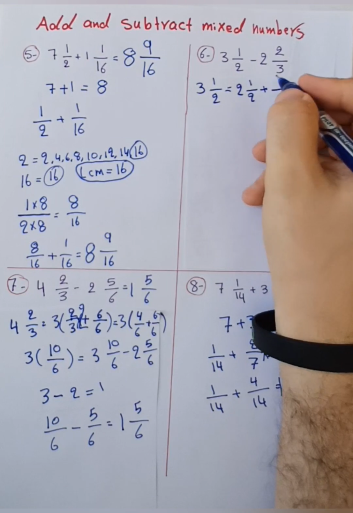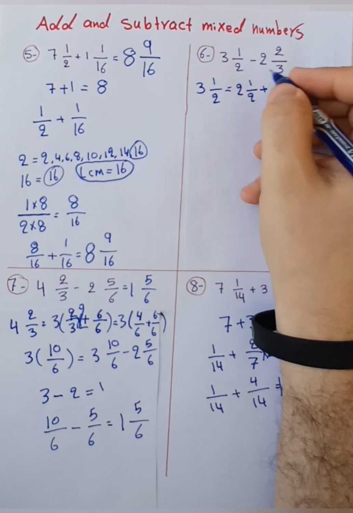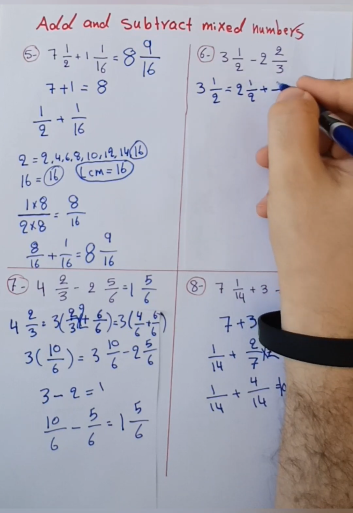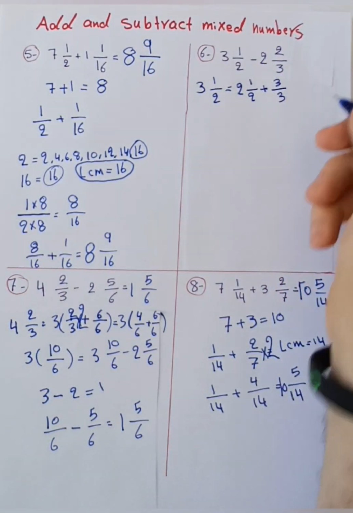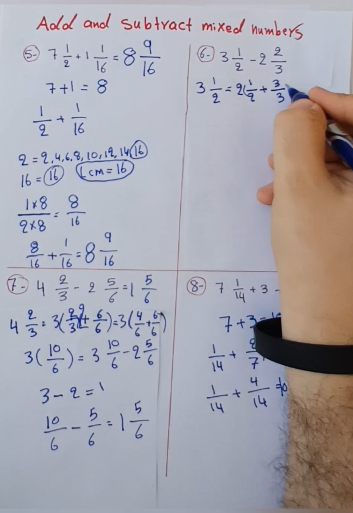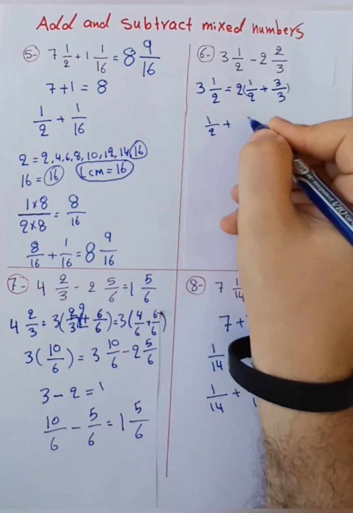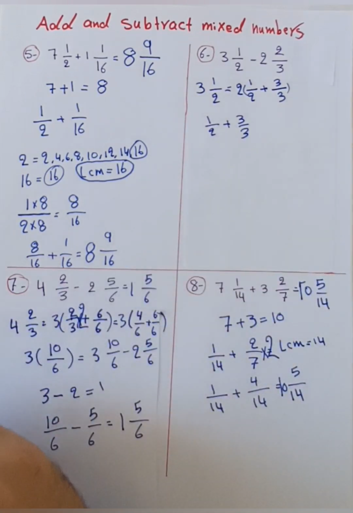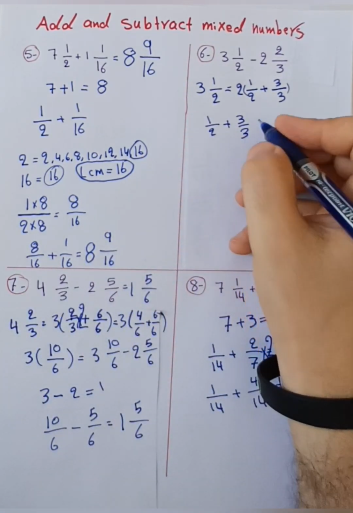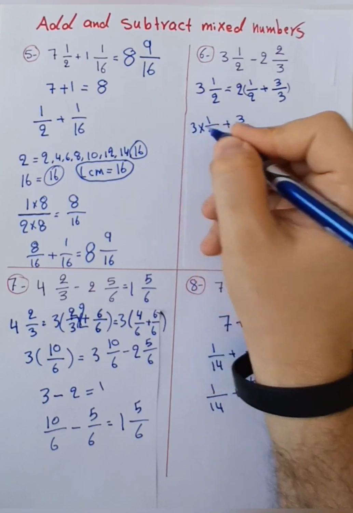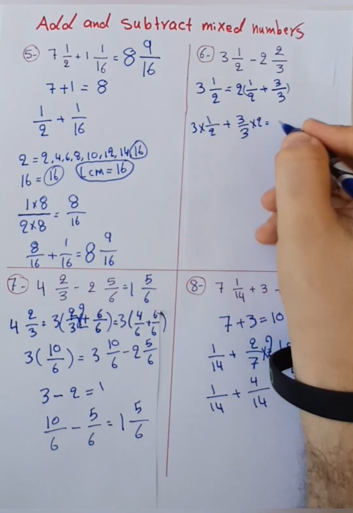For the new fraction, you have to look at the denominators of the fraction. Which one is greater? 3 is greater than 2. We have to write 3 out of 3. And then we have to solve this fraction, 1 out of 2 plus 3 out of 3. The least common multiple for 2 and 3 is 6. We have to multiply the first fraction by 3 and the second by 2.